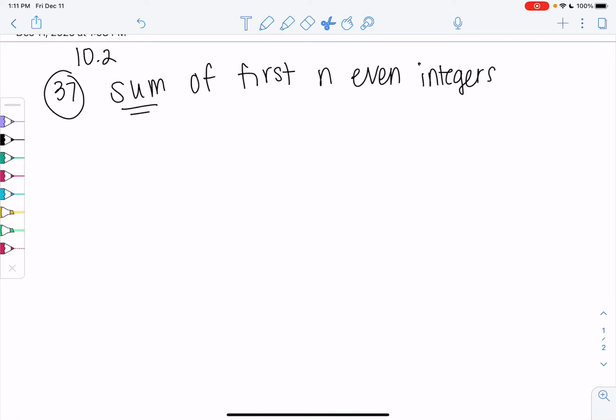Everyone, we had a question on number 37 in 10.2. We wanted to find a formula for the sum of the first n even integers. So first let's figure out what that looks like. That would be 2 plus 4 plus 6 plus 8 plus 10, all the way up to 2n.